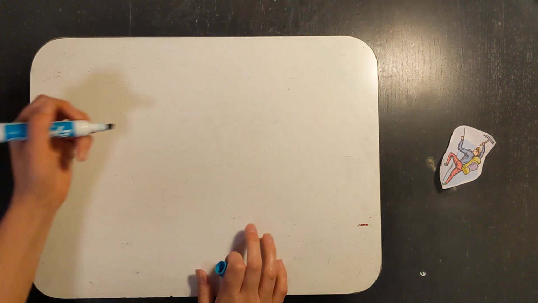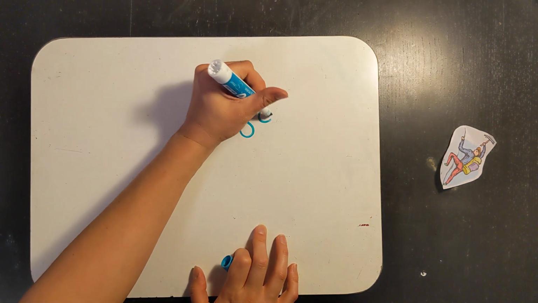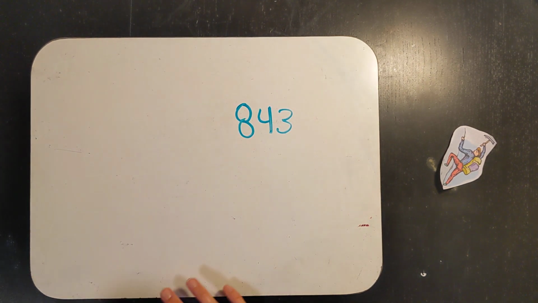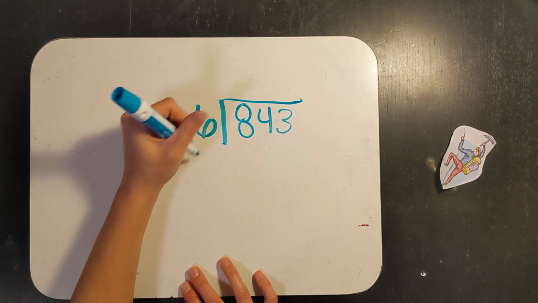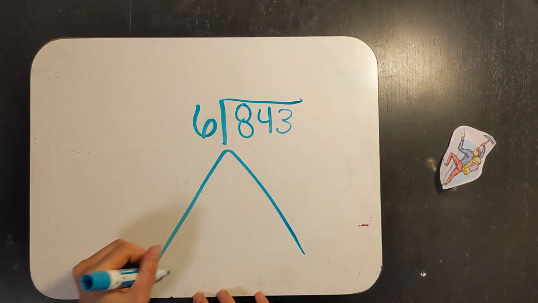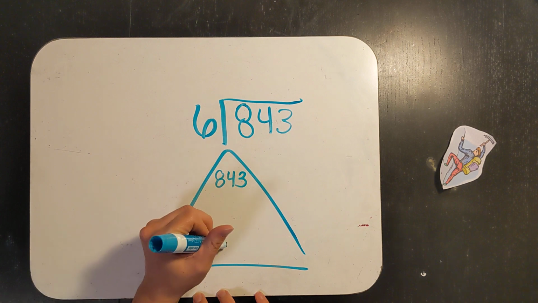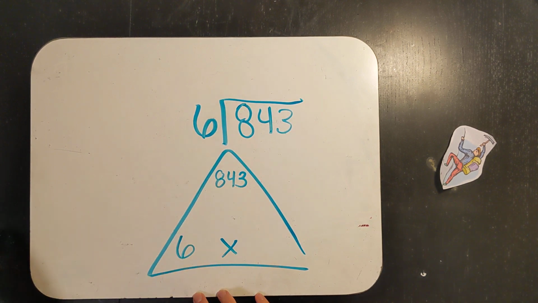The Toy Factory has 843 toys to ship out to stores. They can fit 6 toys in each box. How many boxes do they need? So we are solving this with an area model, and you're going to end up with a remainder, and then you have to interpret that remainder to figure out the actual answer.